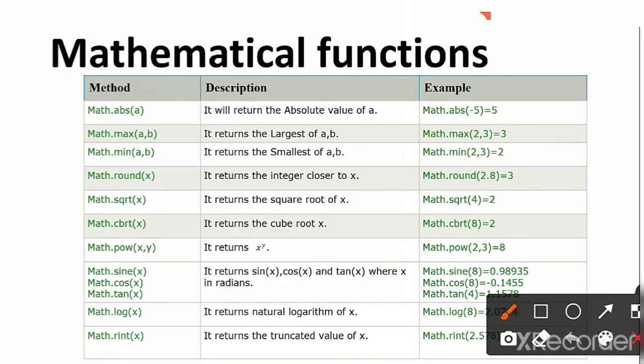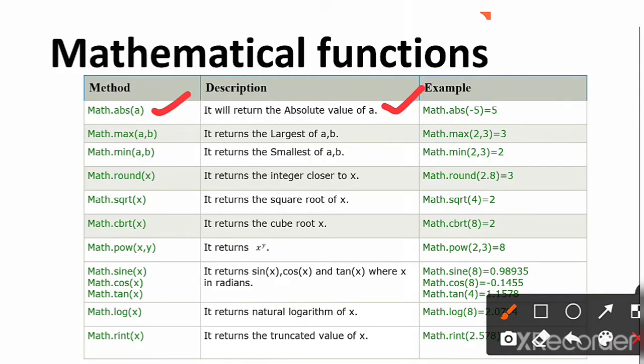The first function is the abs function. The abs function returns the absolute value of a given number. This function is available in the Math class.